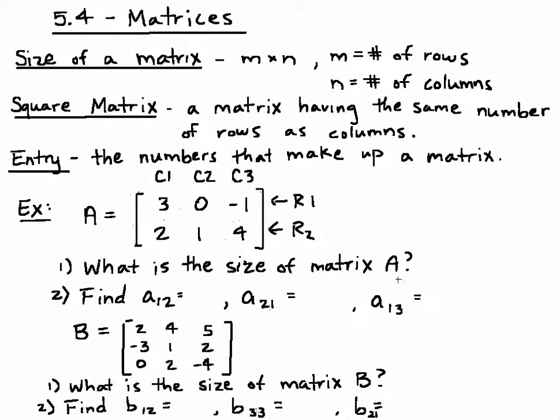And so if you're asking the question, what is the size of this matrix, we are looking at the number of rows and the number of columns. We have two rows and we have three columns. So the size of this is a 2 by 3 matrix.